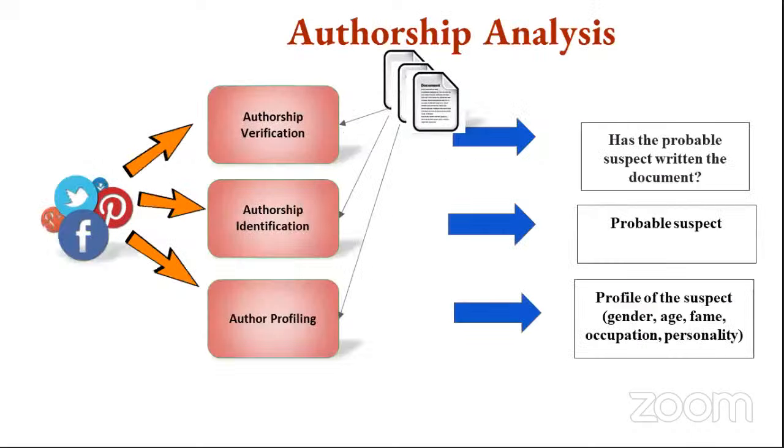So these are the three tasks. Authorship verification is basically: has the probable suspect written the document? Authorship identification is identifying the particular author of a particular document. And author profiling is the profile of the suspect. You have to identify the profile of the suspect, which means the gender, age, fame, occupation, personality, etc. So these are the three tasks: authorship verification, authorship identification, and author profiling.